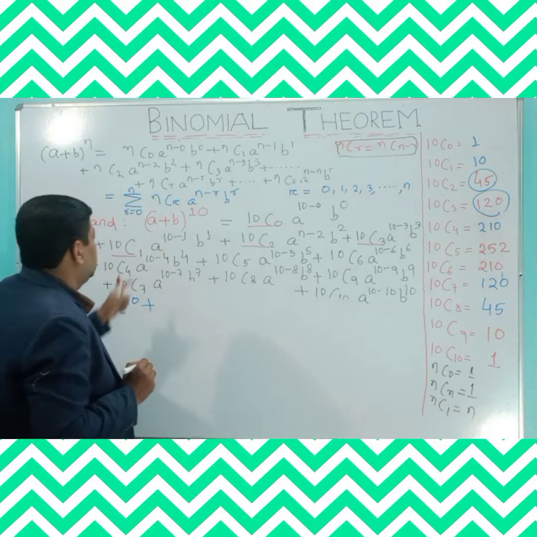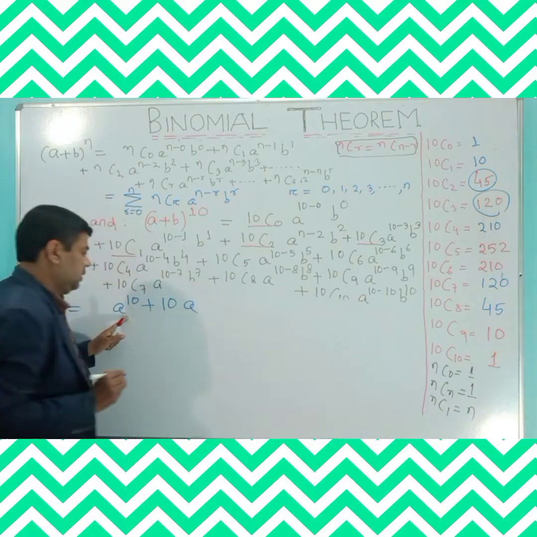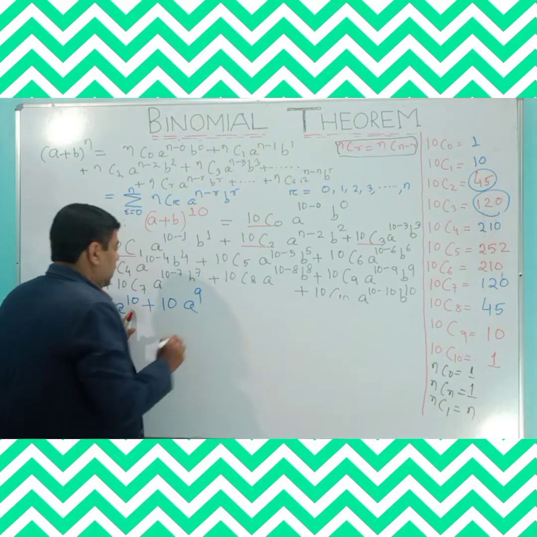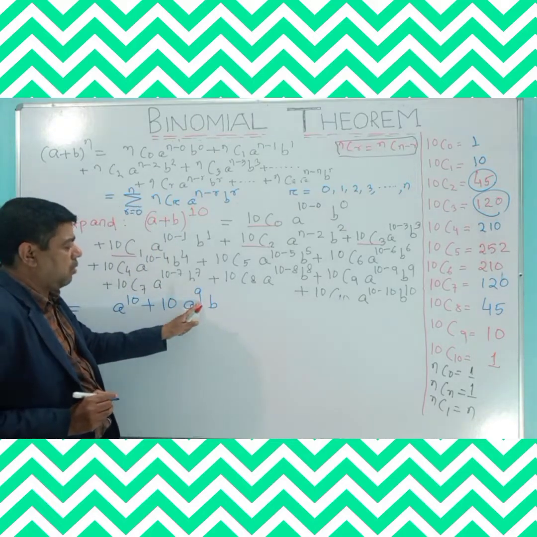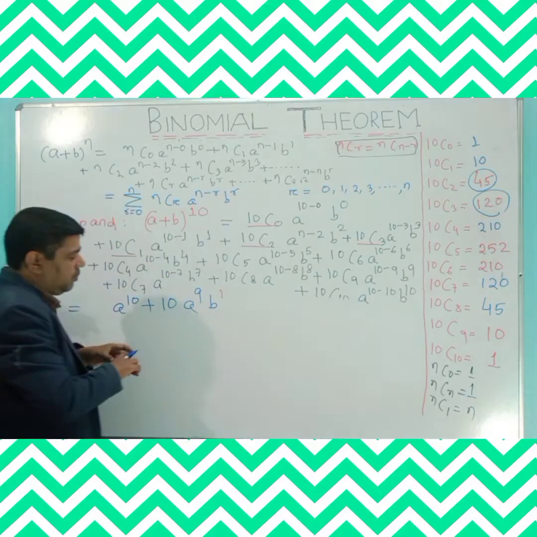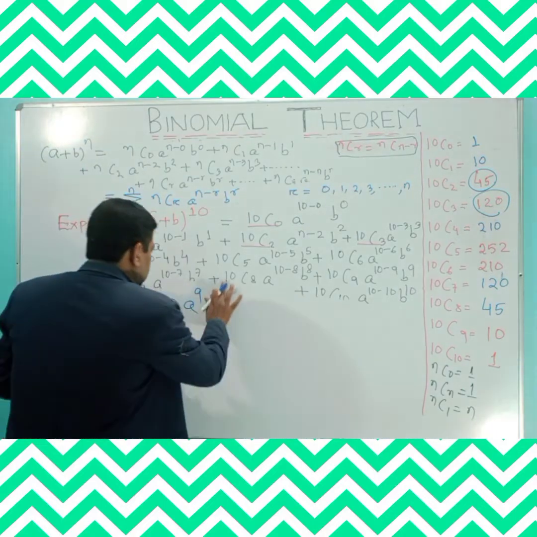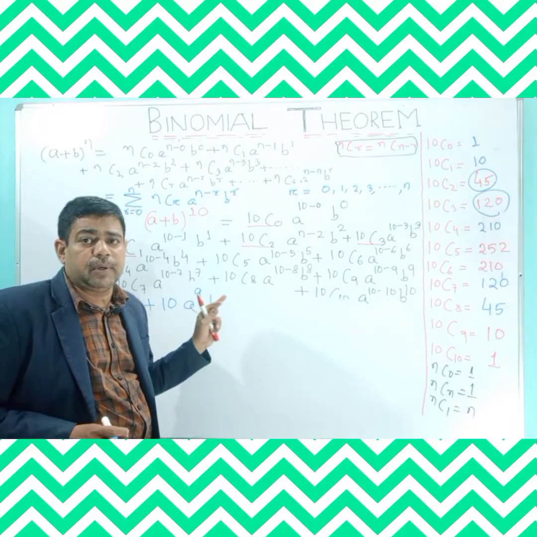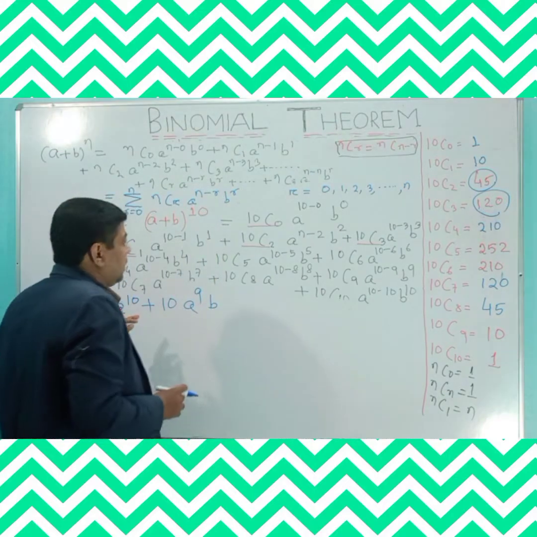Then you write 10C1, and the 10C1 value is 10. A to the power, look here. The power of a was 10; here the power of a will be what? 9, I told you. And b to the power 1. Here the power of a is 9, the power of b is 1. So 9 plus 1 is 10. Right? Okay. Once again, the degree of every term of the binomial expansion is always constant. Once again it is clear.